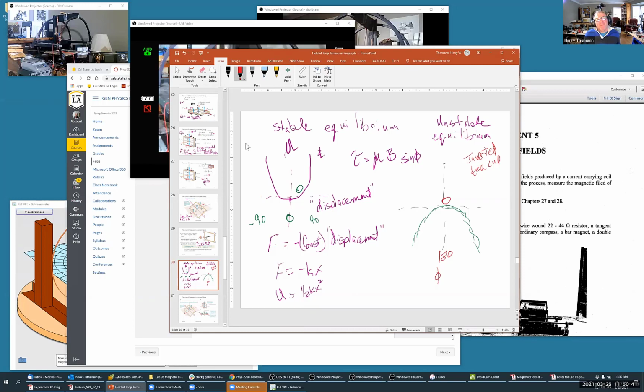Trying to remember another unstable equilibrium. Well, it's like being on a unicycle, for example. You're trying to stay straight up and down. As soon as you start to tilt, unless you add a compensating force, you fall over.